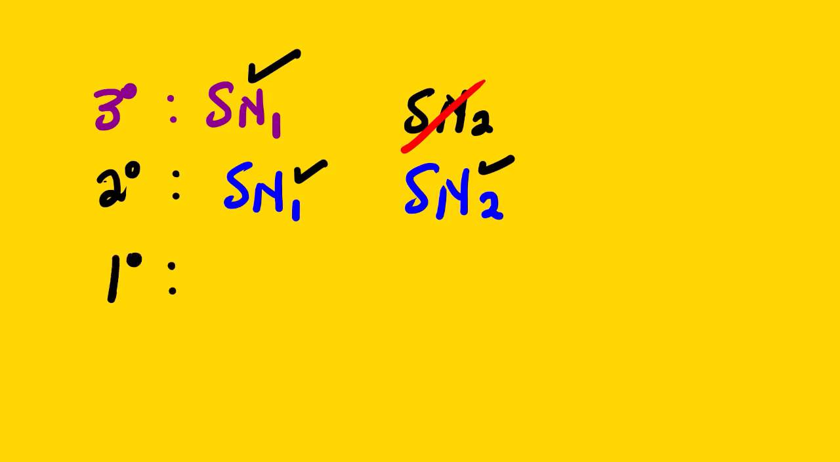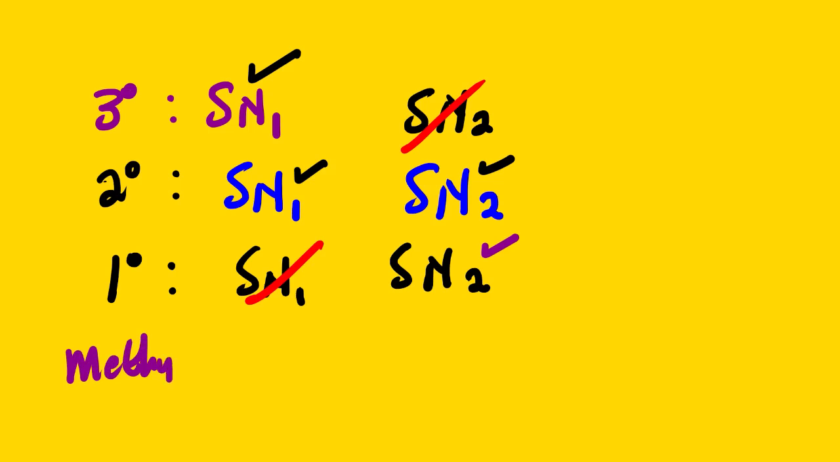Looking at a primary substrate, we are comparing SN1 and SN2. We know that SN1 will not be favored. There's no possibility that SN1 might be favored, and then we have SN2. And if we have a methyl, SN1 against SN2, we know that definitely SN2 will be favored, and SN1 will not.